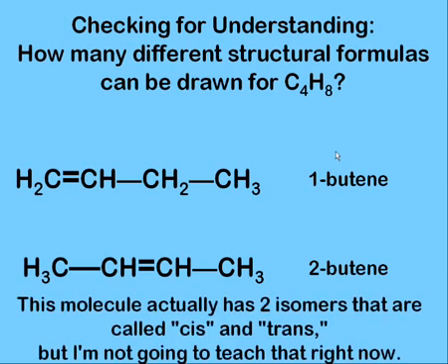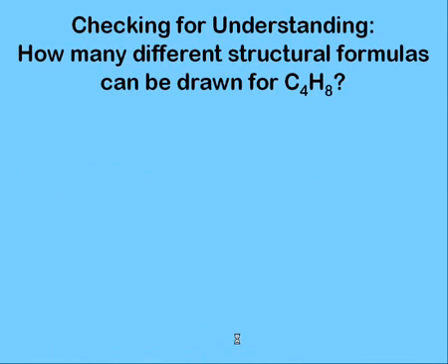So you might wonder, what else is there? Oh, and by the way, this particular molecule, 2-butene, actually has two different isomers that are called cis and trans. And those are geometric isomers, but I'm not going to teach that right now in this tutorial.